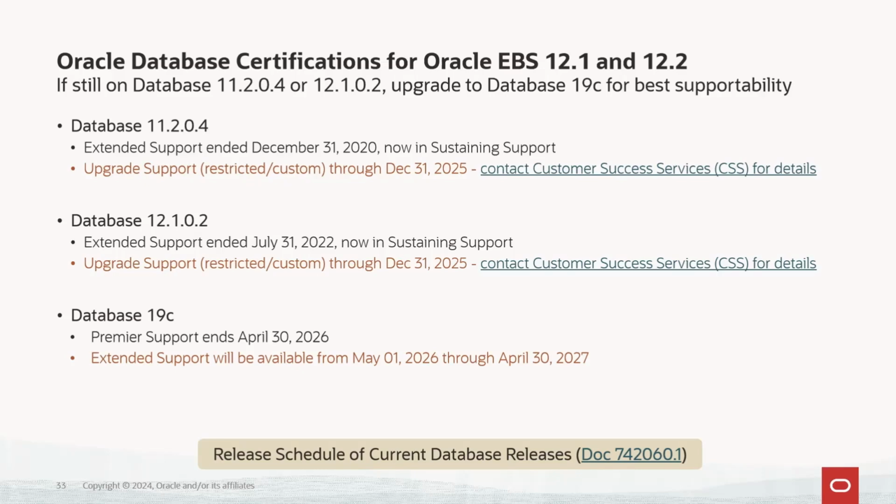Database 19c has full Premier Support through April 30th, 2026, and after that, there will be a year of Extended Support from May 1st, 2026 through April 30th, 2027. You can read all about the support timelines around the various database versions in the My Oracle Support note that I mentioned down at the bottom of the screen. That's the release schedule of current database releases. That's a note that's updated fairly frequently by the database team, so you'll want to stay current with that.